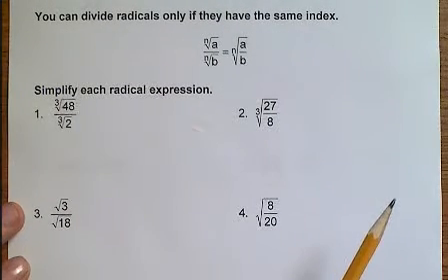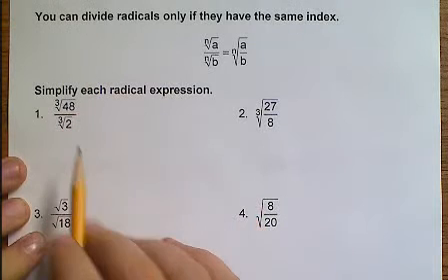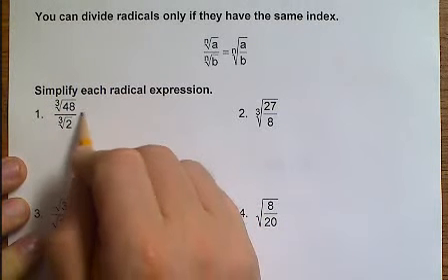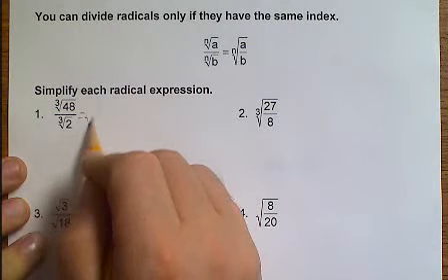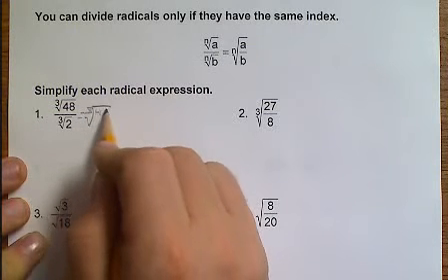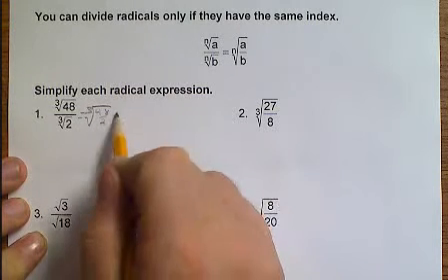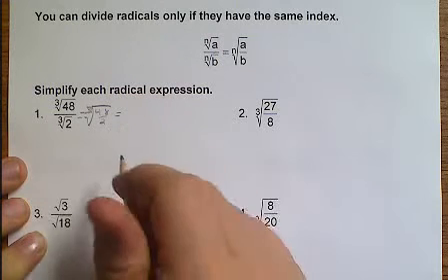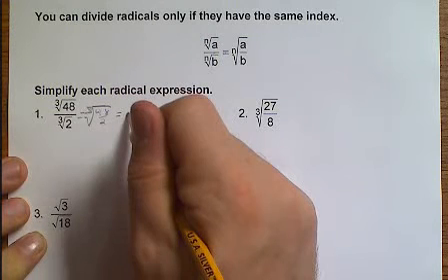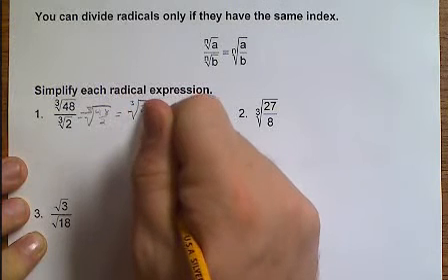So, let's go ahead and look at this. Well, I can go ahead and replace this with the cube root of 48 over 2, which 48 divided by 2 makes 24. So this is the cube root of 24.